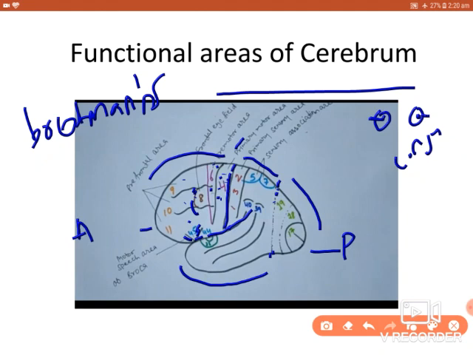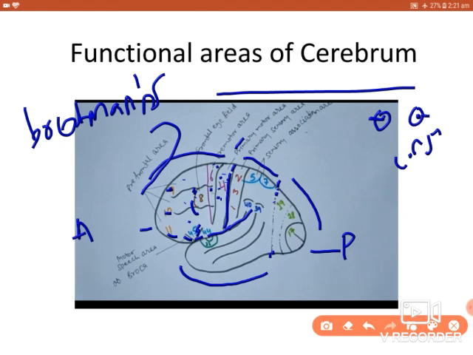Then anterior to the superior, middle and inferior frontal gyrus, there are areas number 9, 10 and 11, which form the prefrontal area. This prefrontal area is responsible for one's personality, emotions, morals and concentration. That is mainly one's behavior. So any lesion will cause changes in personality. That is areas number 9, 10 and 11 that form the prefrontal area.